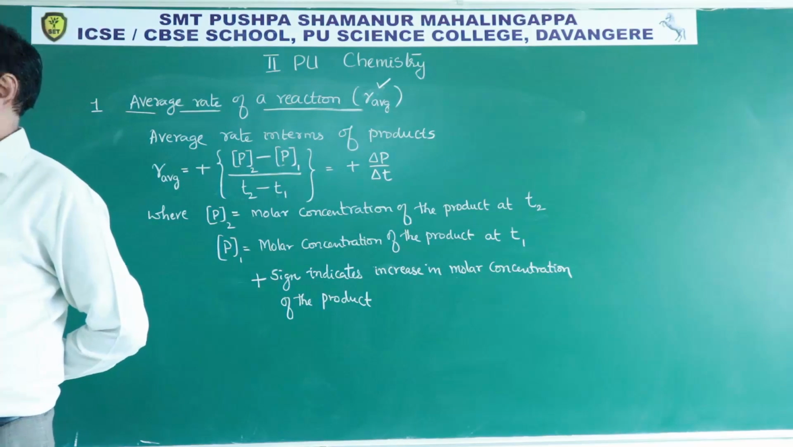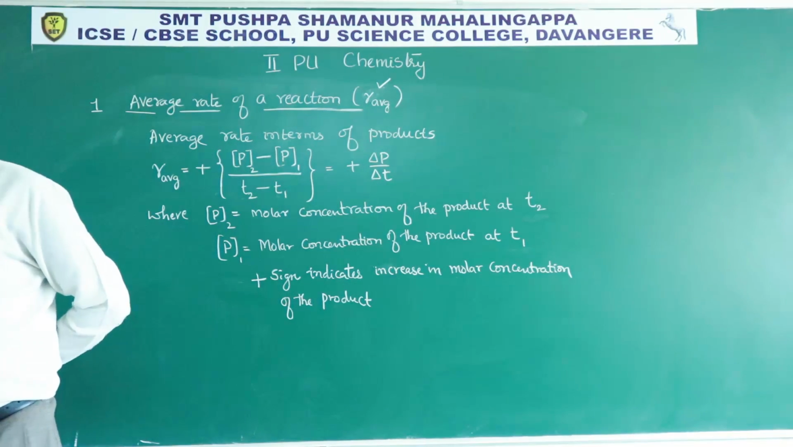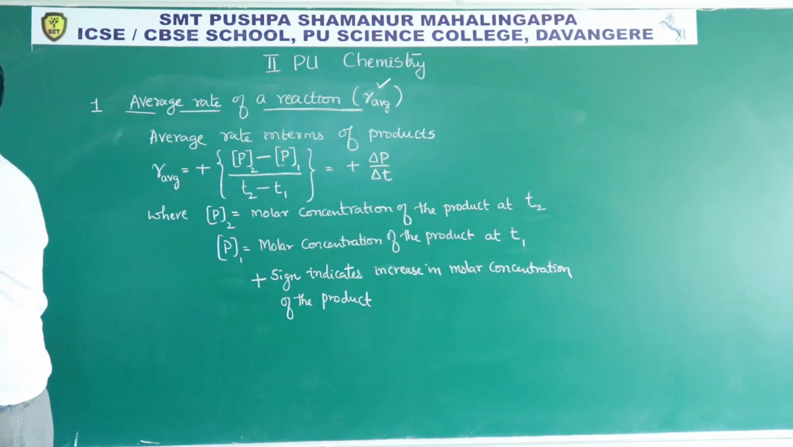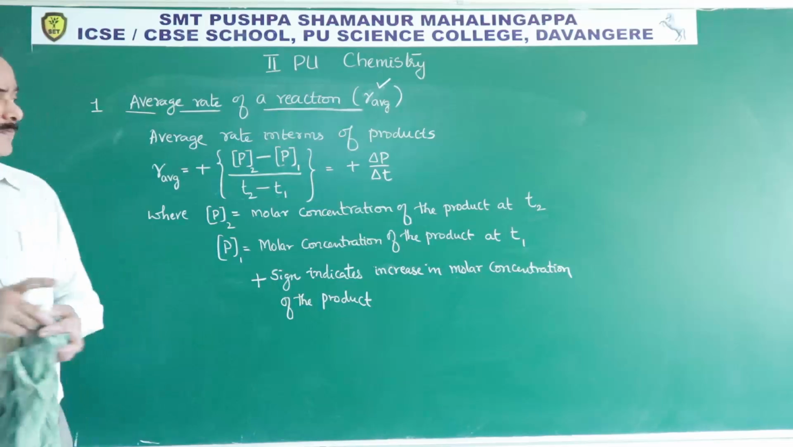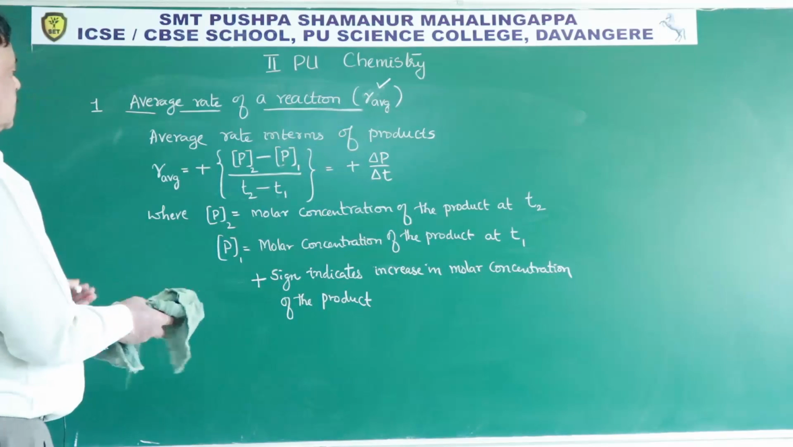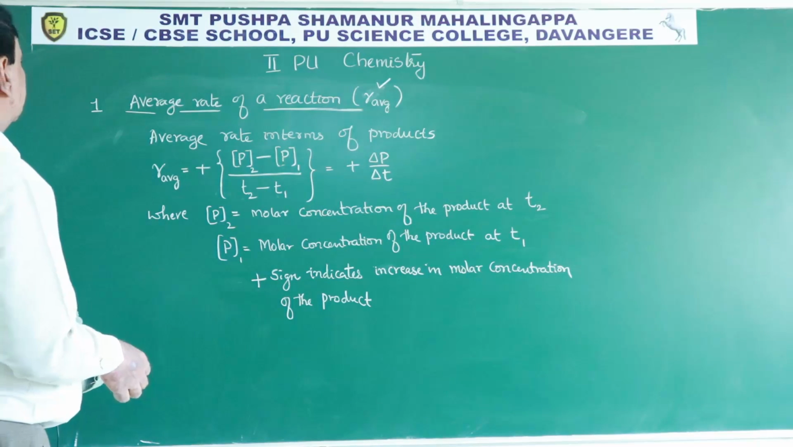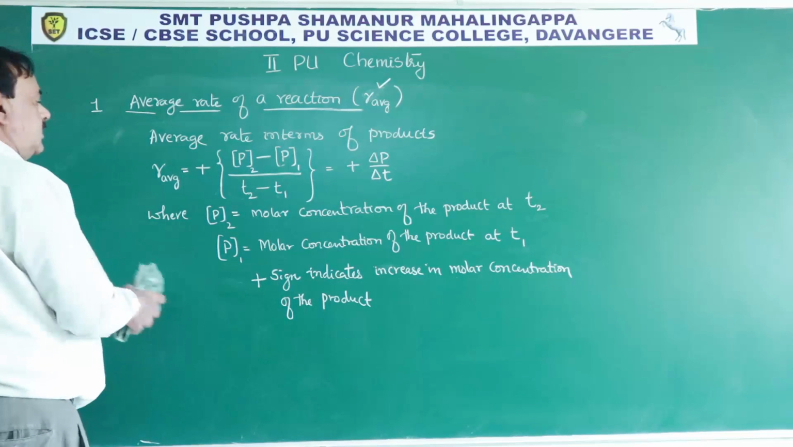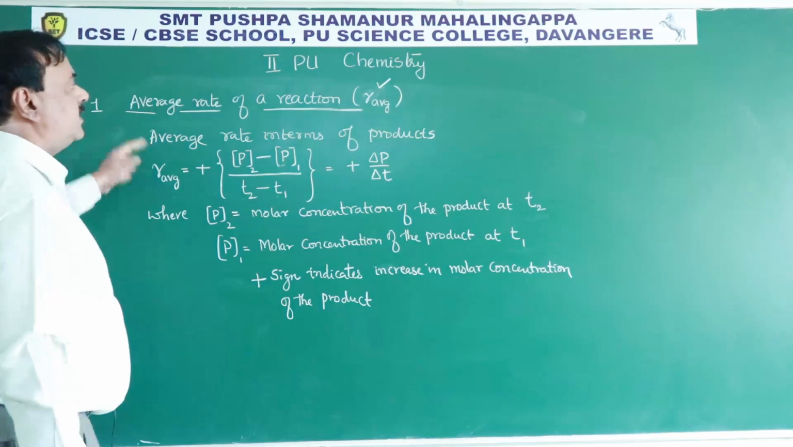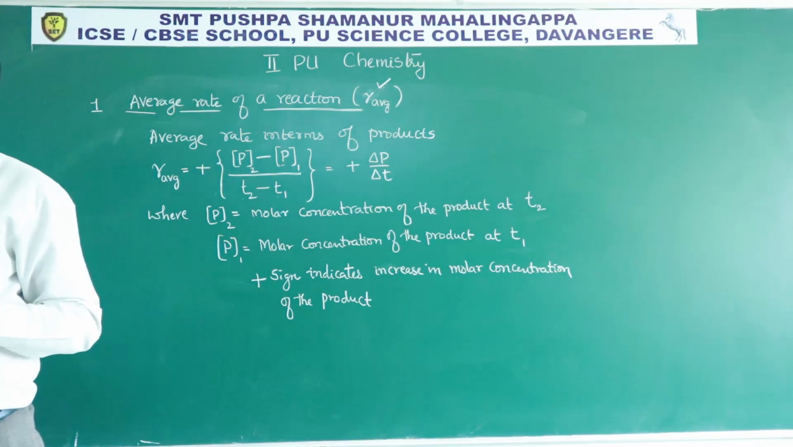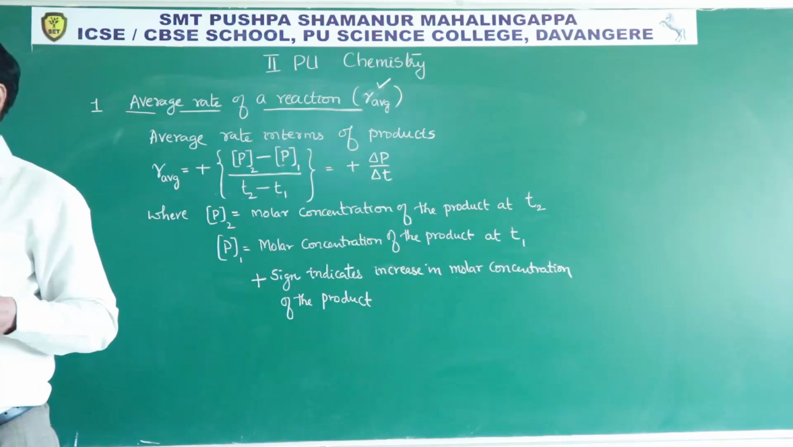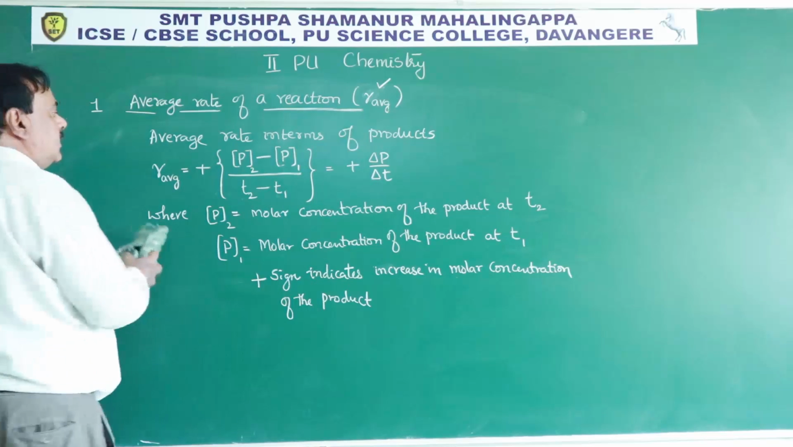And hence, this is the decrease in concentration of the reactant divided by unit time. Now the average rate of the chemical reaction: this is about the average rate of the chemical reaction in terms of the reactant and in terms of the product. Okay.